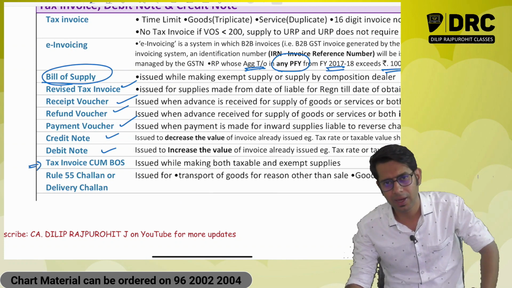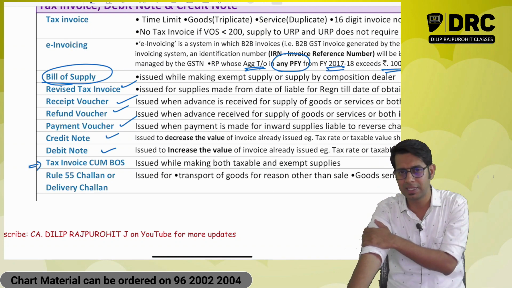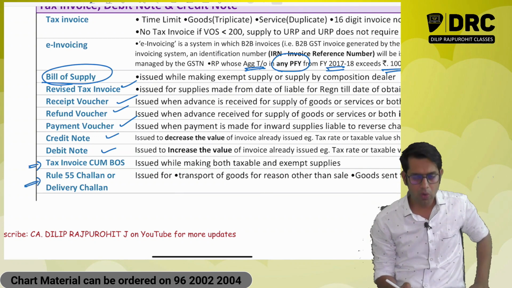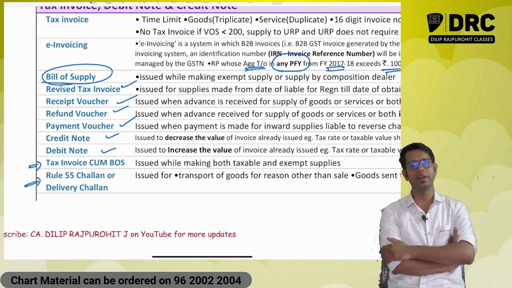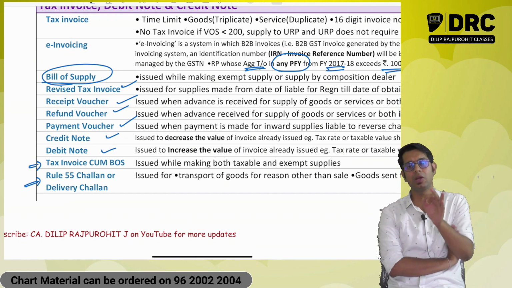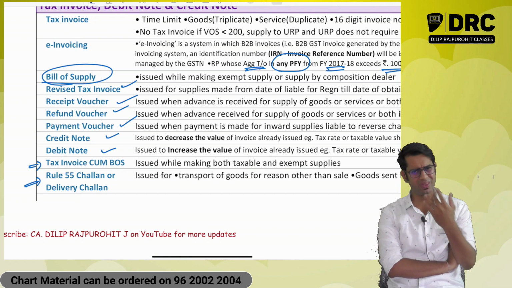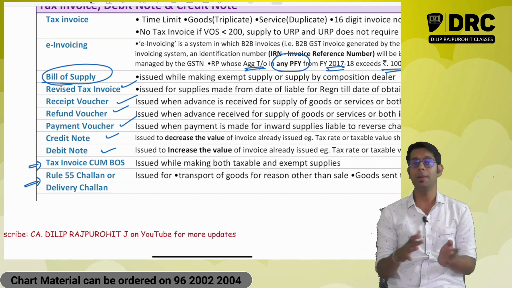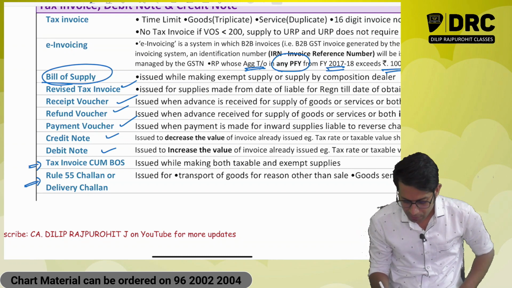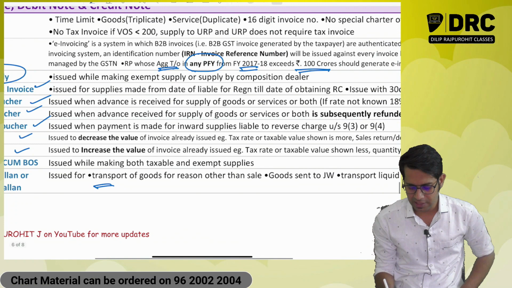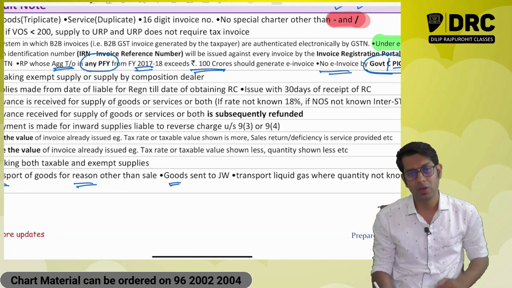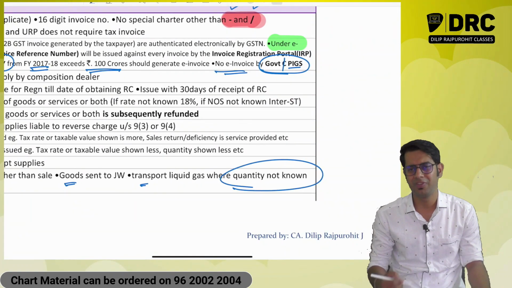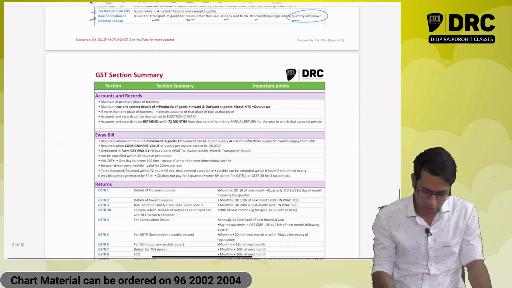What if I am making taxable supply as well as exempt supply? You can give a document called a tax invoice cum bill of supply. Then there is one more document called Rule 55 Challan or Delivery Challan. This is required to be issued whenever there is a delivery of goods happening for reasons other than supply. There is no sale but delivery of goods, for example when sending goods to a job worker, or when liquid gas is transported where the quantity is not known at the time of transportation of those goods.